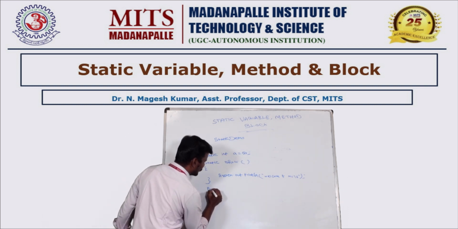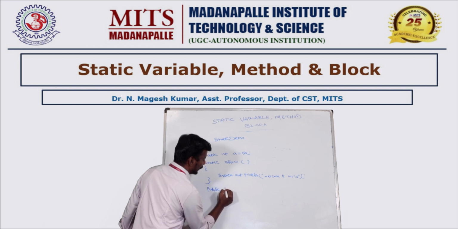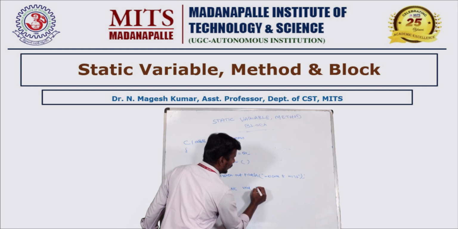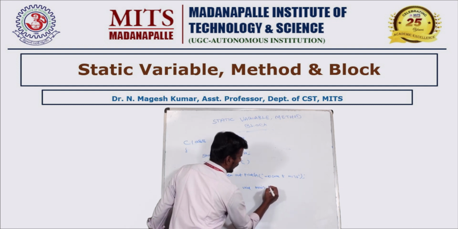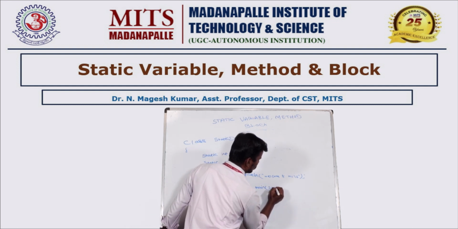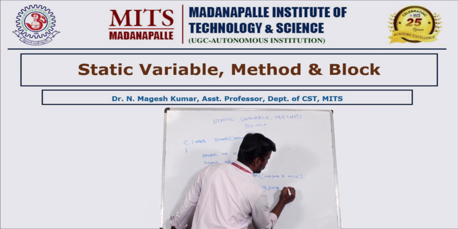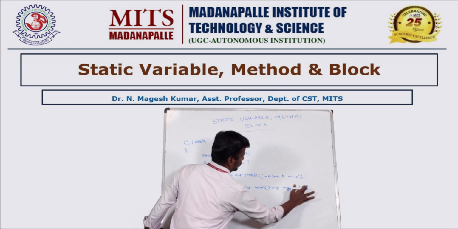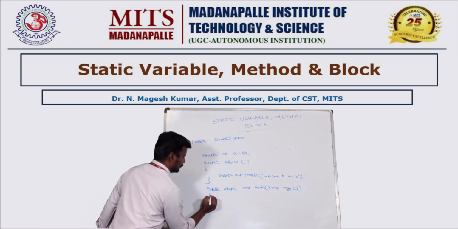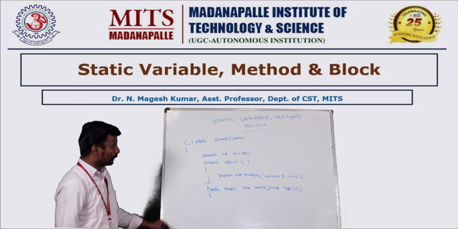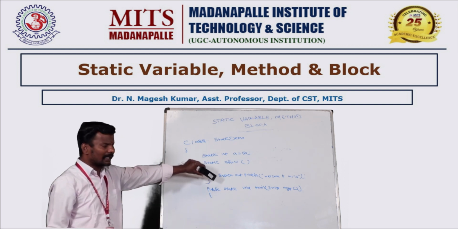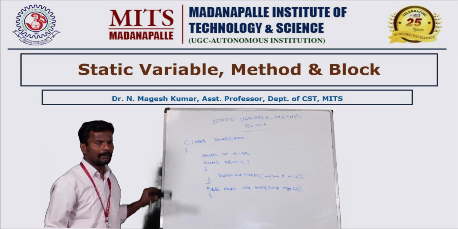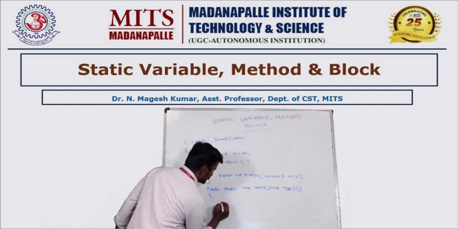So public static void main String. So inside the main method, whenever we have to access those static variables and the static method, now we want to access the static variable.